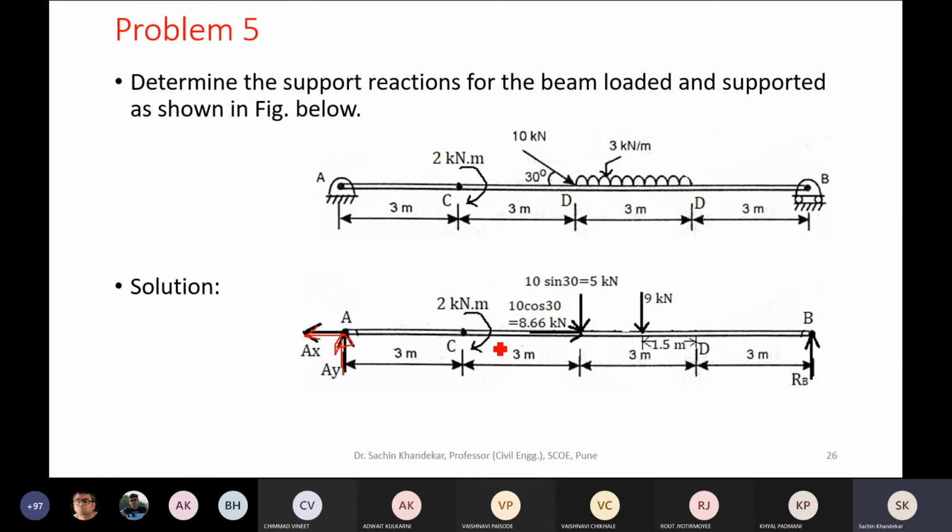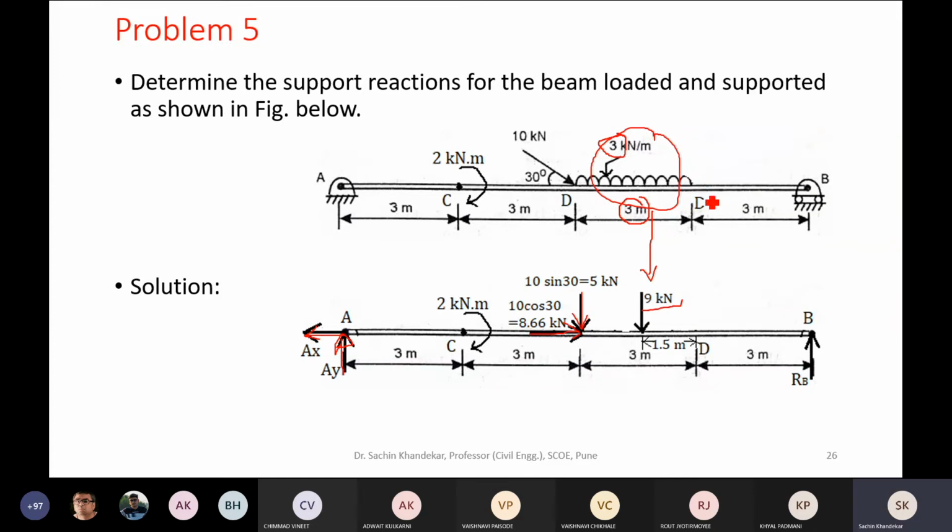these loadings as it is. This couple of magnitude 2 kilonewton meter at C. Then I have resolved this 10 kilonewton force into two components, one vertical and then horizontal as shown in the figure. Then I have converted this UDL into a point load, the concentrated load. So what will be the magnitude of that concentrated load? This 3 multiplied by 3, which is 9 kilonewton.